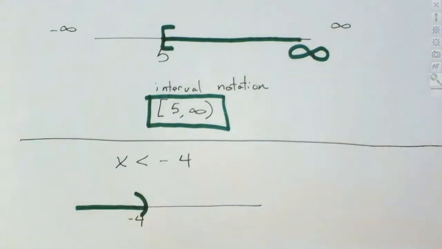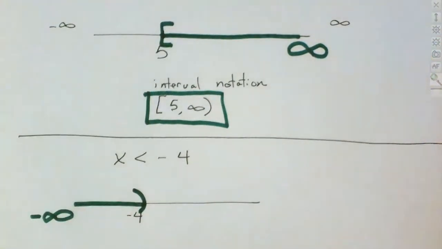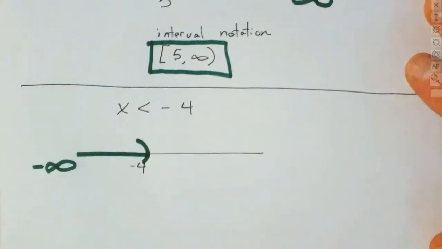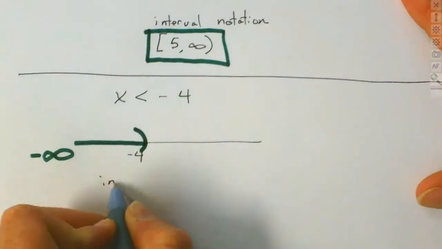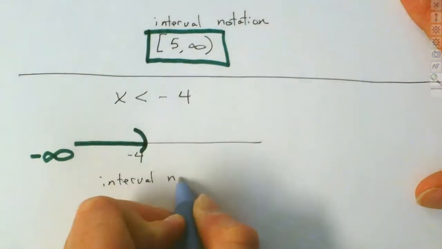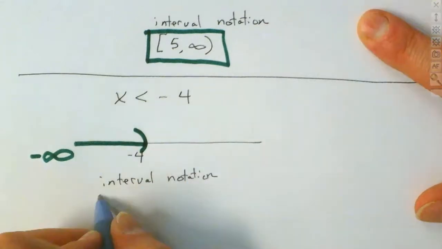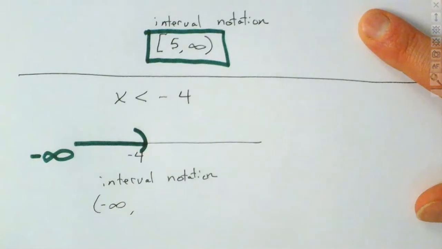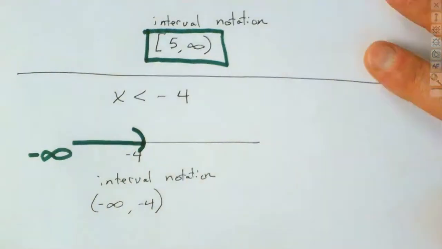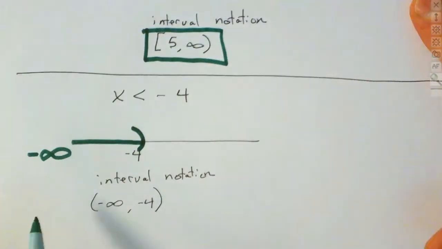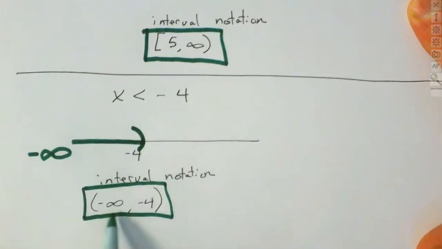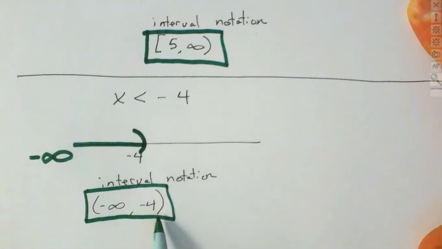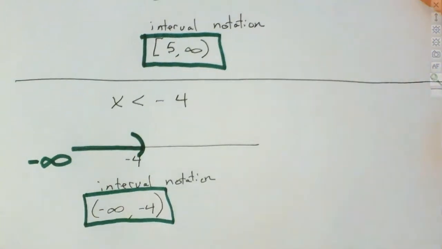Now, if it goes back to the left, what is that going towards? Negative infinity, right? So what would my answer look like now in interval notation? Okay, in interval notation, it's going to be negative infinity, comma, where does it go to? Negative 4 with parentheses. So that's what it would look like in interval notation. And they're the same number in interval notation as they are on the number line. Let's do another one.